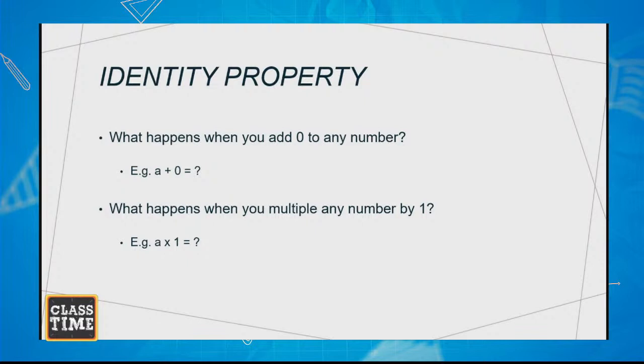5,000 times 1 is 5,000. Any number multiplied by 1 gives you back that number. So again, that's the identity property on multiplication. And this is very interesting. It's very important that we note these things.